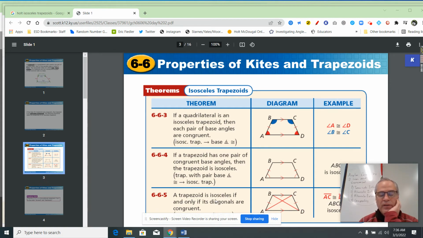Now, the phrase "if and only if" is a new one to us. We haven't really talked about that at all in geometry. But basically what that means is this: a trapezoid is isosceles if its diagonals are congruent, or if a trapezoid's diagonals are congruent, then it has to be isosceles. So it works both ways is the idea behind that theorem. So you'll be using this theorem in some of your exercises, and this is our second video on trapezoids.